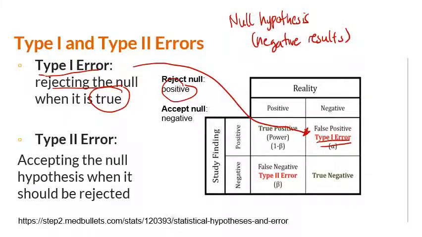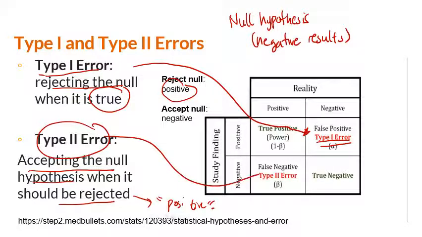Now, your type 2 error is the error associated with accepting the null hypothesis when it should be rejected. So yan, dapat in reality, it should be rejected. So dapat ang result ay positive. However, we accepted the null hypothesis, hence, we associated with a negative result. Okay, so yung ating type 2 error, we associate that with your false negative.